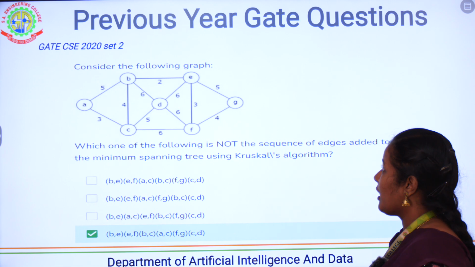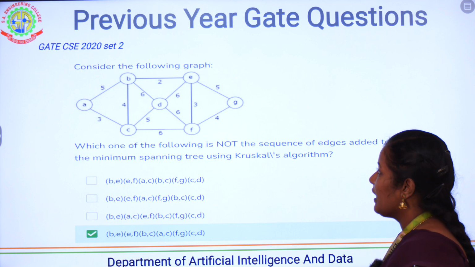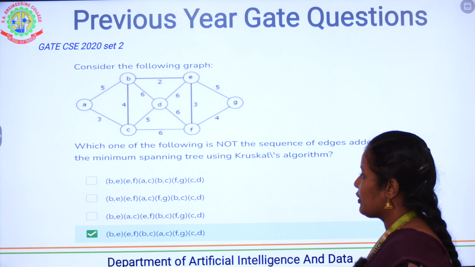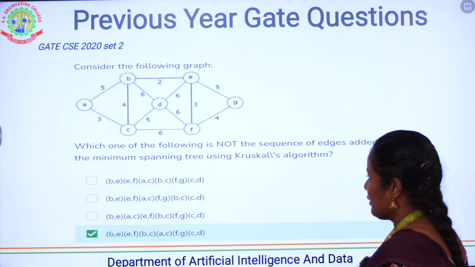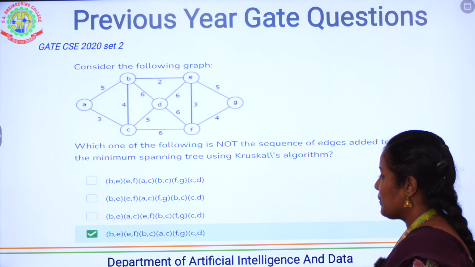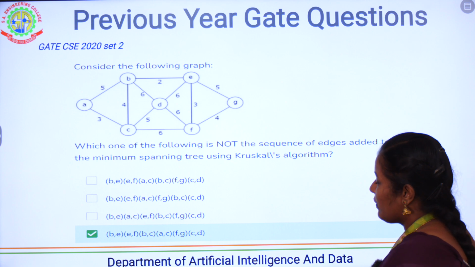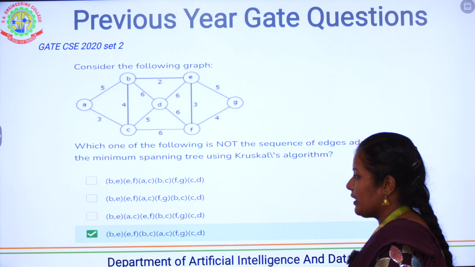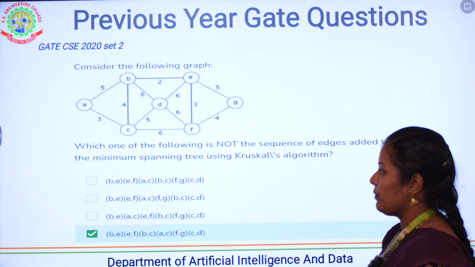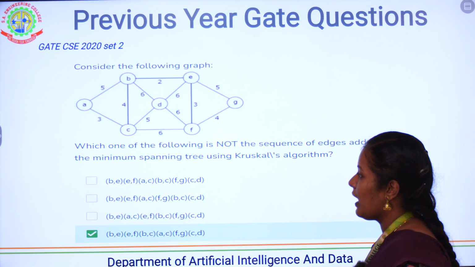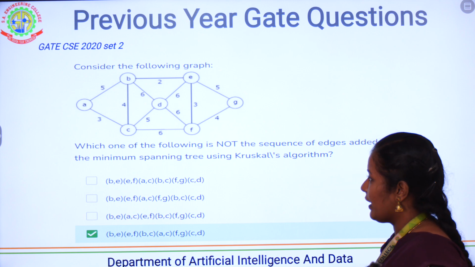Next, we want to see a previous year GATE question paper. Consider the following graph. Which one of the following is not a sequence of the edges added to the minimum spanning tree using the Kruskal algorithm? First of all, in this graph, we want to find the minimum values given in the graph, and then arrange them in ascending order. Then we can find the order.